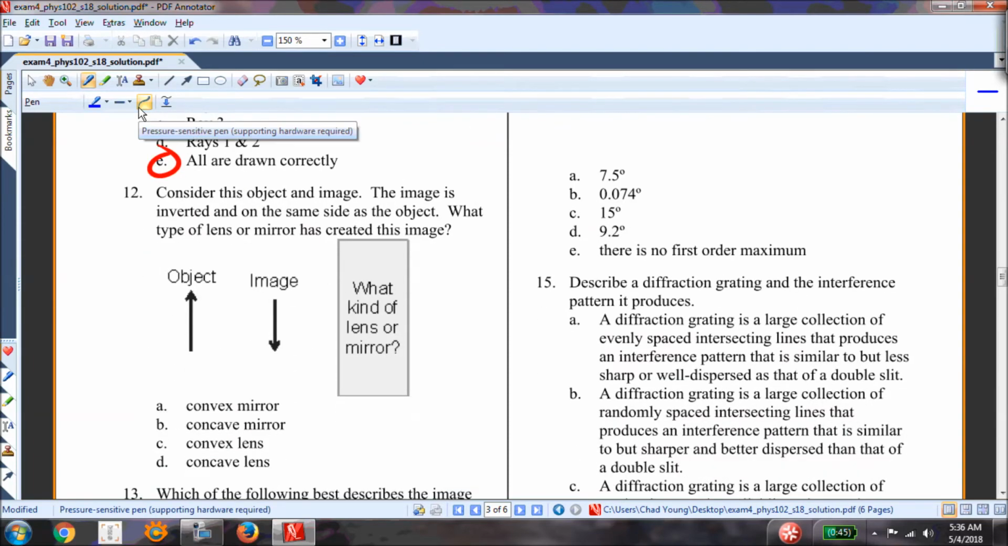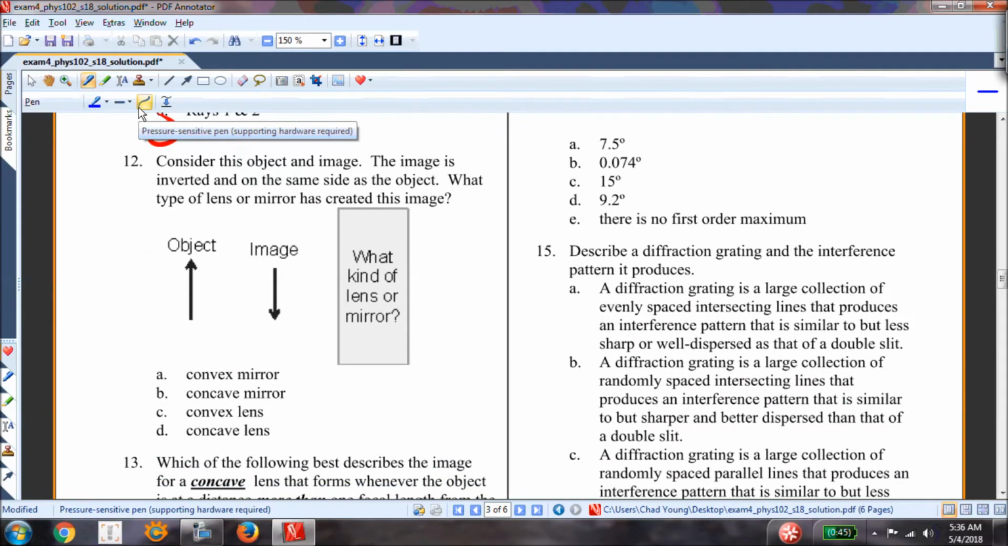Consider this object and image. The image is inverted and on the same side as the object. What is the type of lens or mirror? Well, because it's inverted, I know that this has to be a mirror because it is a real image. It's inverted, so it's real, and it's on the same side as the object, and only mirrors have real space on this side. And the only type of mirror that does that is a concave mirror. That's number 12.